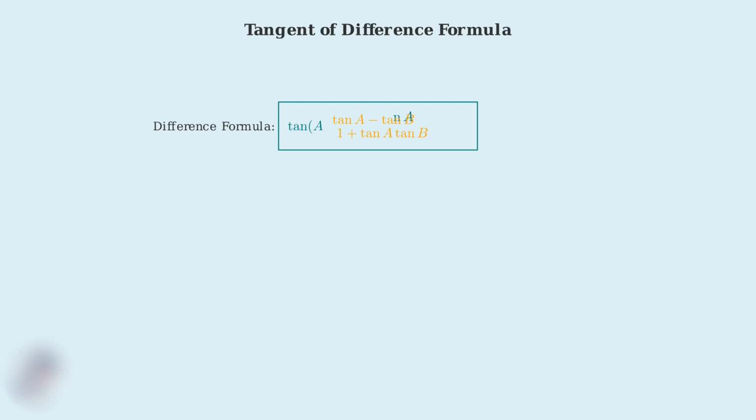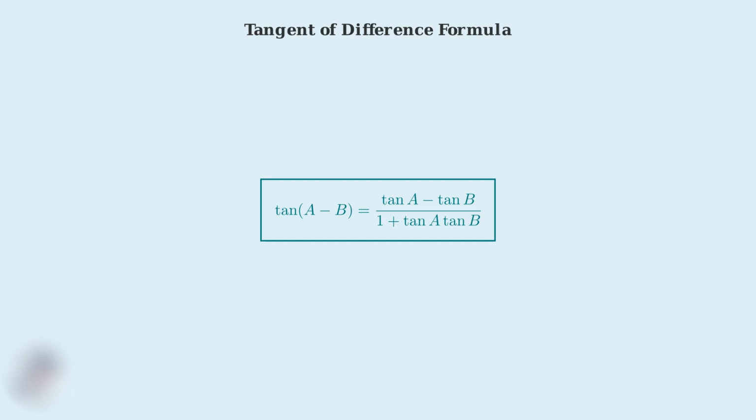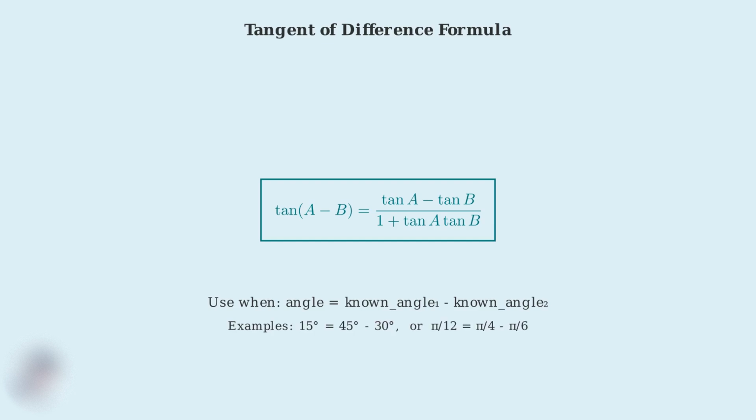The difference formula essentially reverses certain aspects of the sum formula. The tangent difference formula is particularly useful when we need to find the tangent of an angle that can be expressed as the difference between two angles whose tangent values we already know. For example, if we want to find the tangent of 15 degrees, we can express this as 45 degrees minus 30 degrees, both of which have known tangent values. This makes the difference formula incredibly practical for calculations.